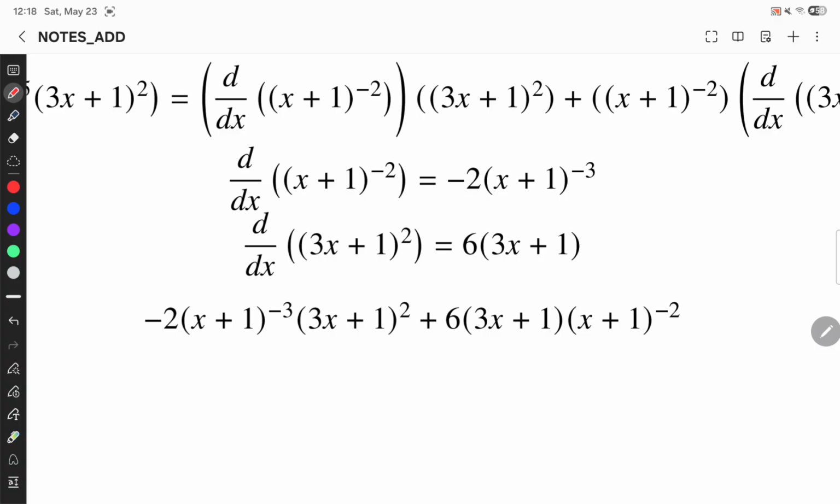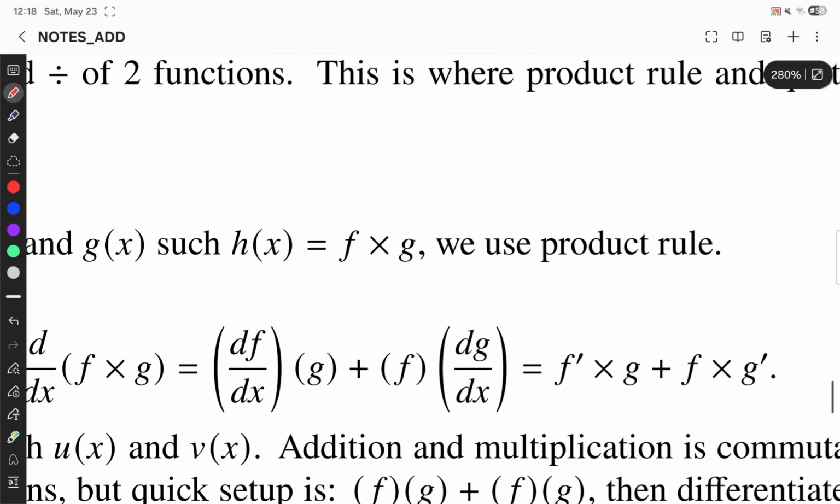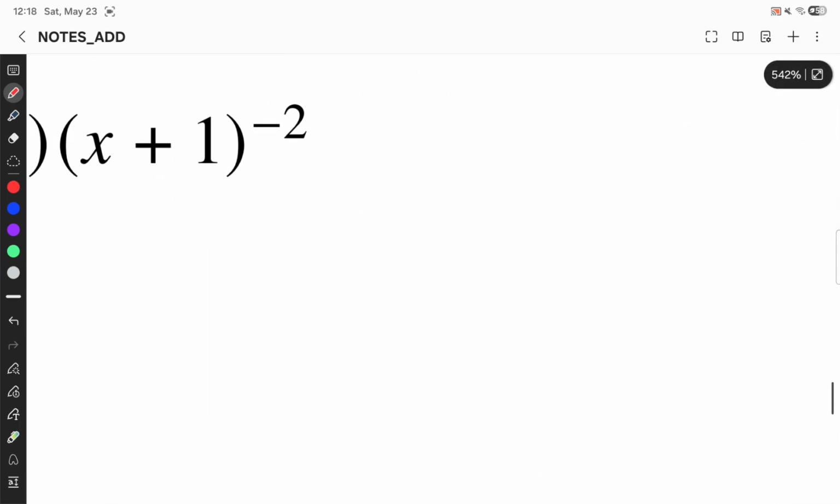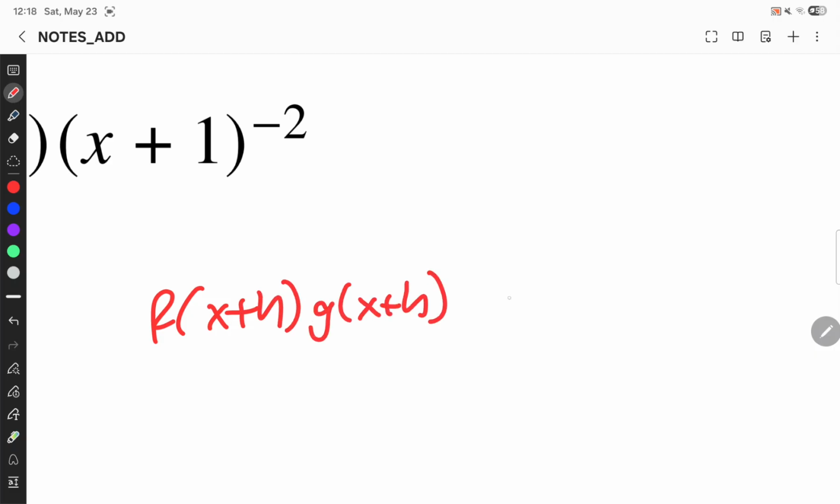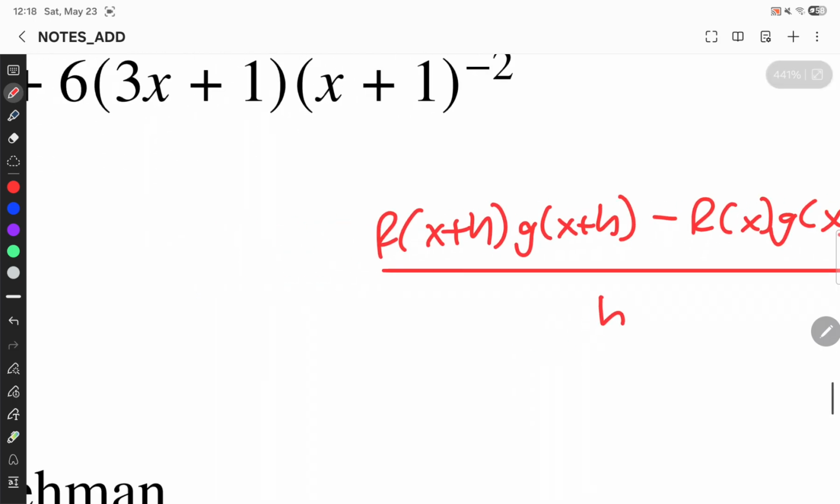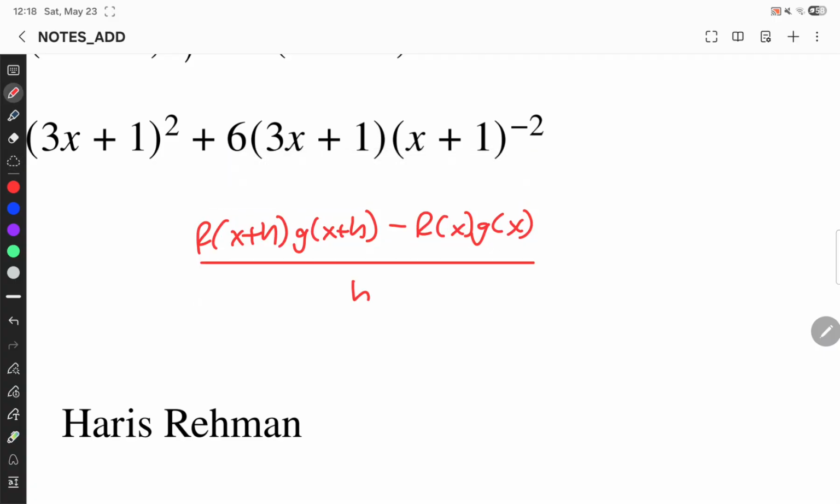You can simplify it if you are brave enough, but I will be busy proving why it works. Why does the product rule work? Well, let's go and do it ourselves. So we have f of x plus h, g of x plus h, minus f of x and g of x, all over h. Now our goal is what? To remove h from the denominator.